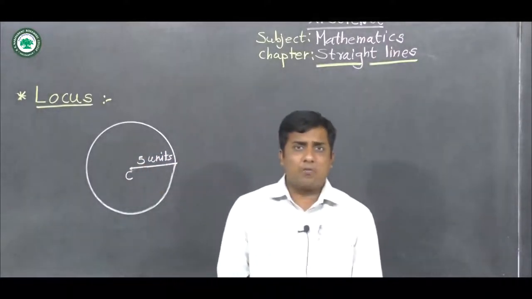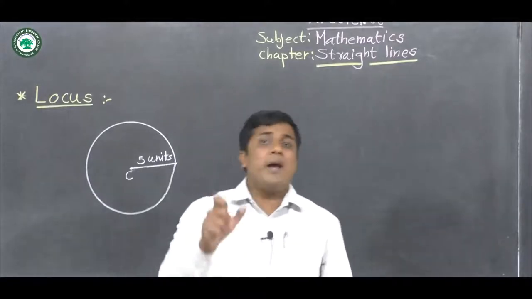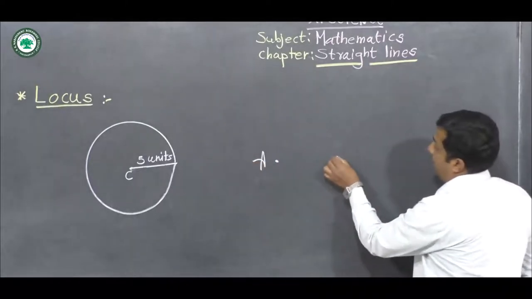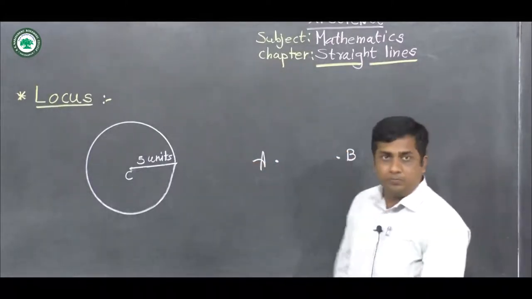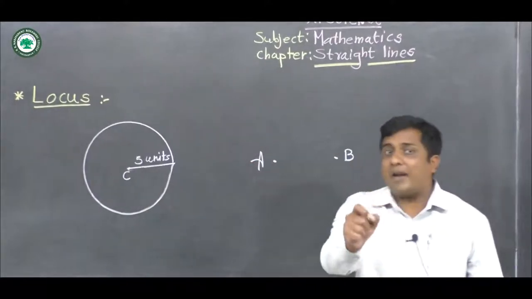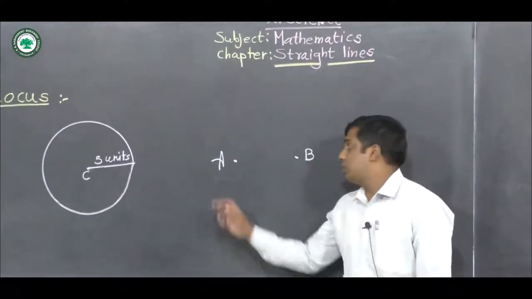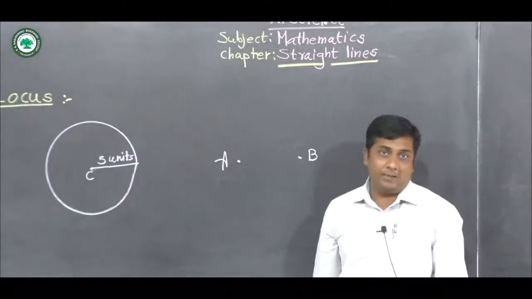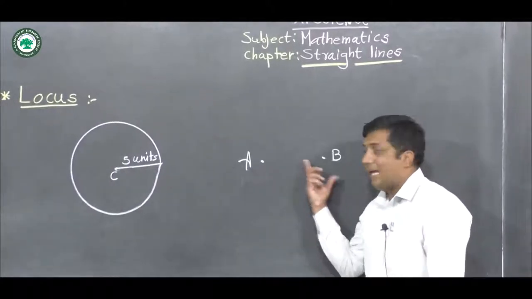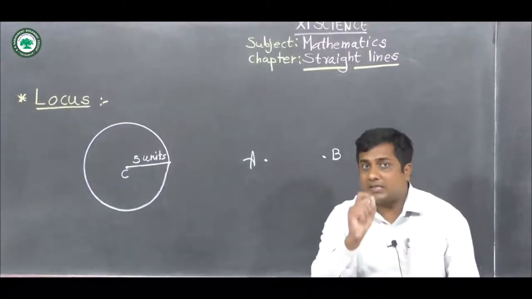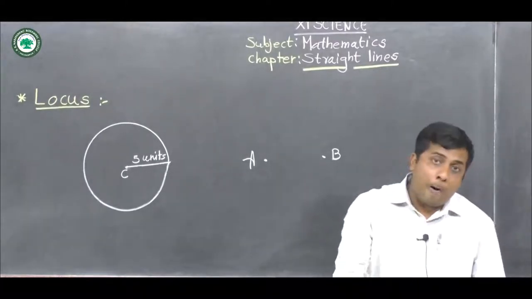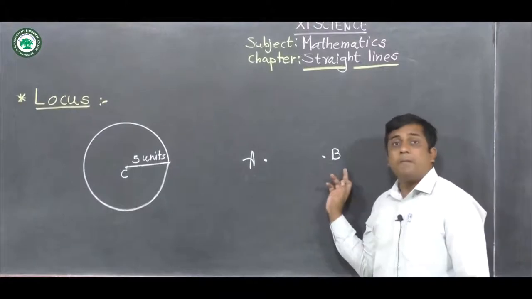Let us see another one. Let us consider two points in a plane. Let A be the first one and B the second one. Then we consider the set of all the points which are equidistant from these two points A and B.